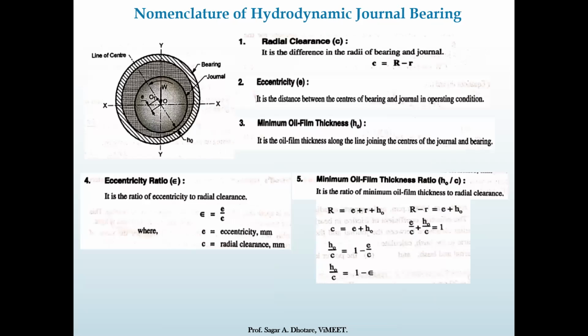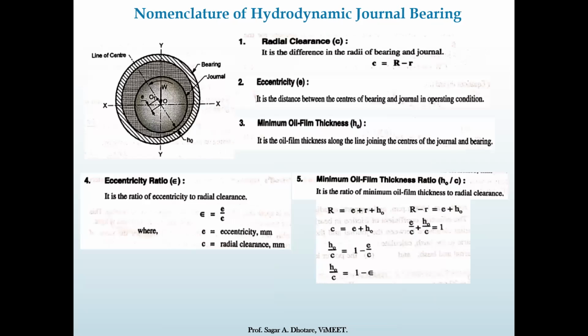So first one is a radial clearance, which is nothing but a difference between radii of bearing and journal, which is denoted by c. Then second one is eccentricity. It is the distance between the center of bearing and the journal in an operating condition.